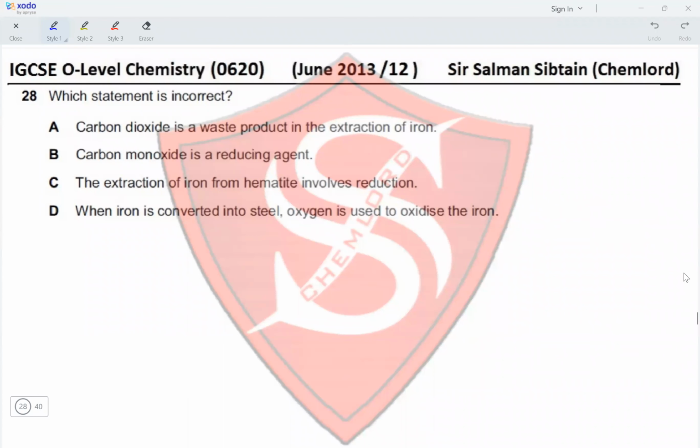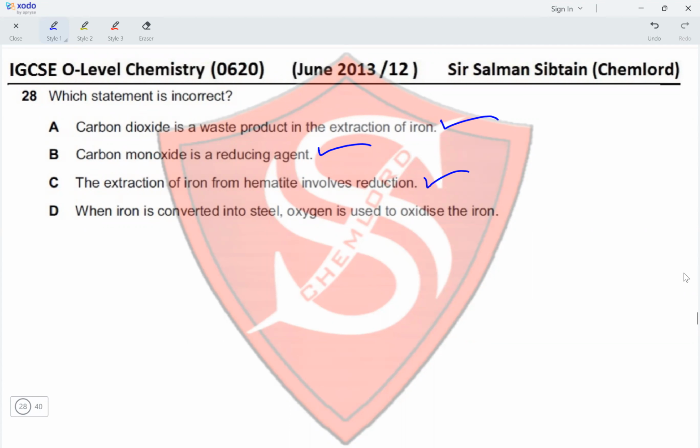Question 28. Which statement is incorrect? Carbon dioxide is a waste product in the extraction of iron. Yes, this is correct. Carbon dioxide is produced. Carbon monoxide is a reducing agent. Because carbon monoxide is oxidized to carbon dioxide, it acts as a reducing agent. This statement is correct. The extraction of iron from hematite involves reduction. Yes, hematite is reduced to metallic iron.